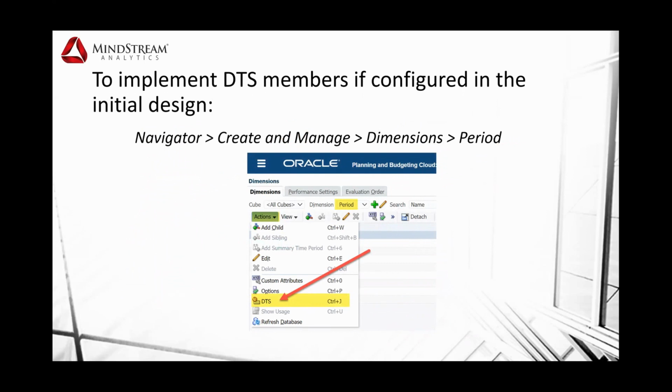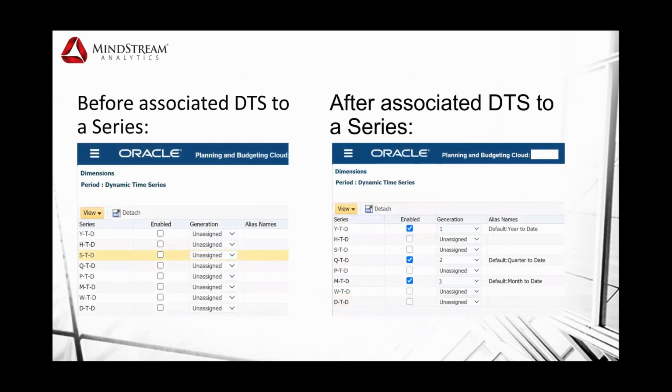To implement DTS members, if it is configured in the initial design, you go to Navigator, Create and Manage, Dimensions, and then select Period. And you'll see in the screenshot on the left that before any DTS is enabled, you have a blank screen, basically.